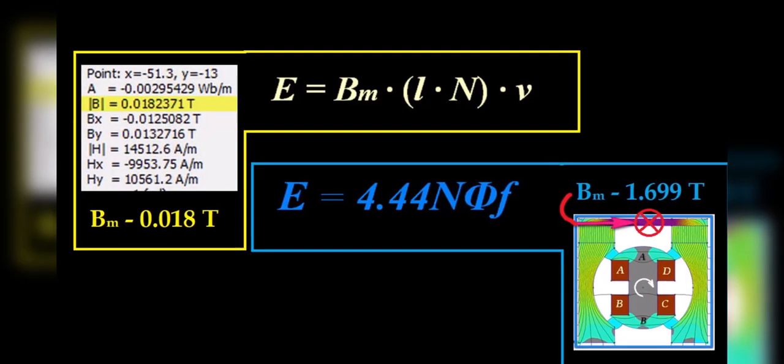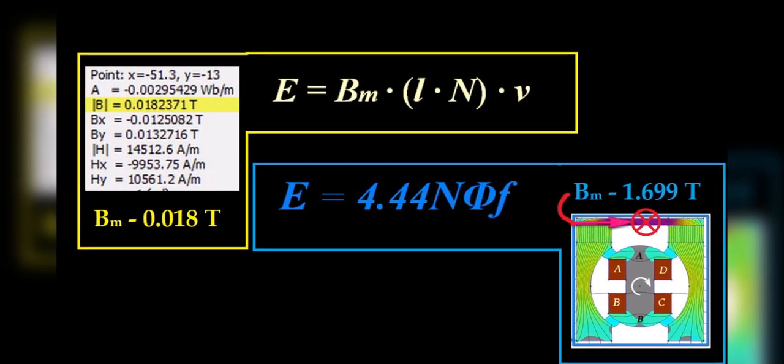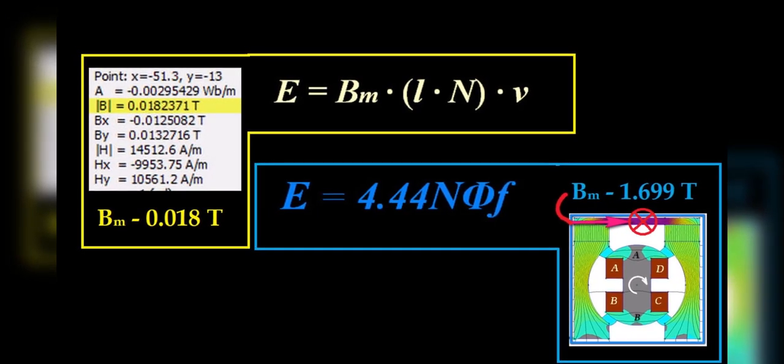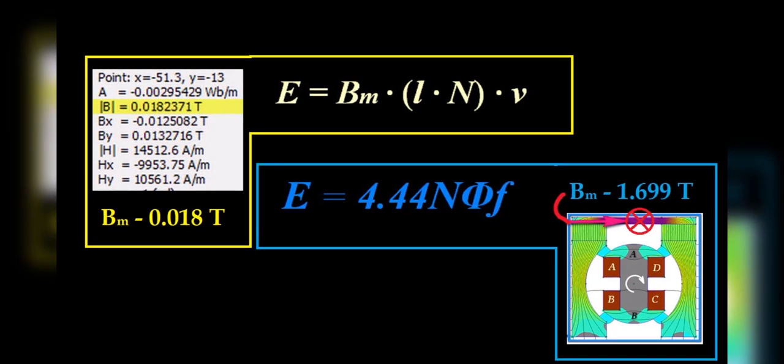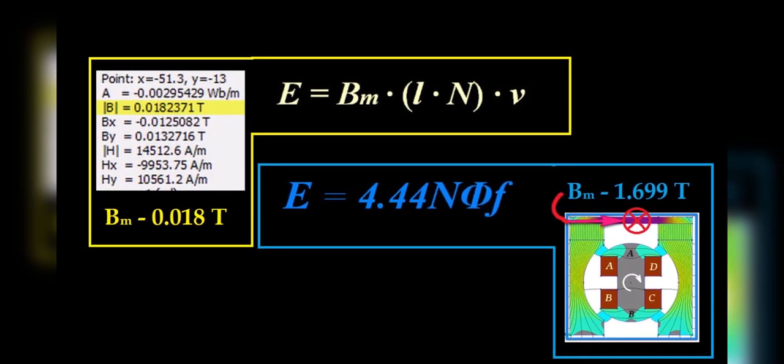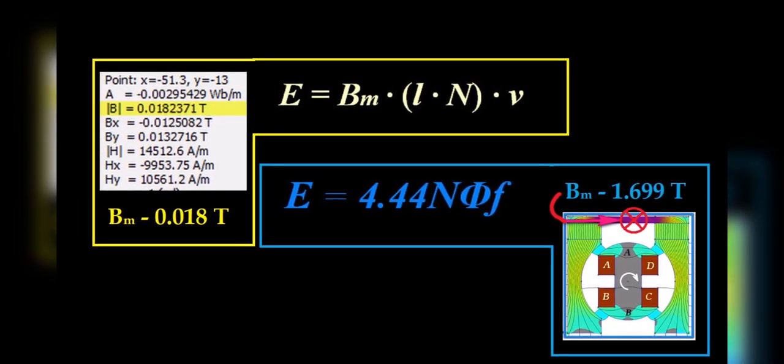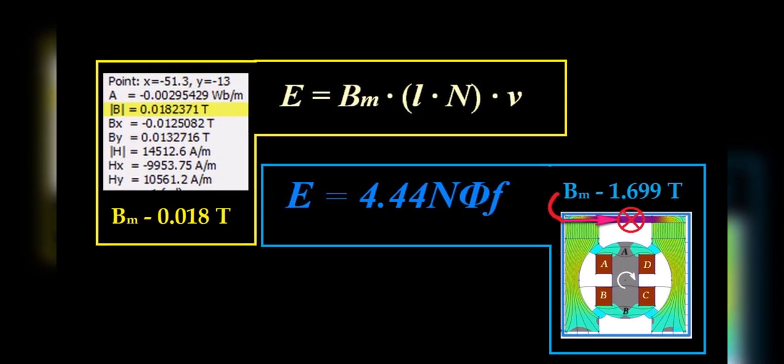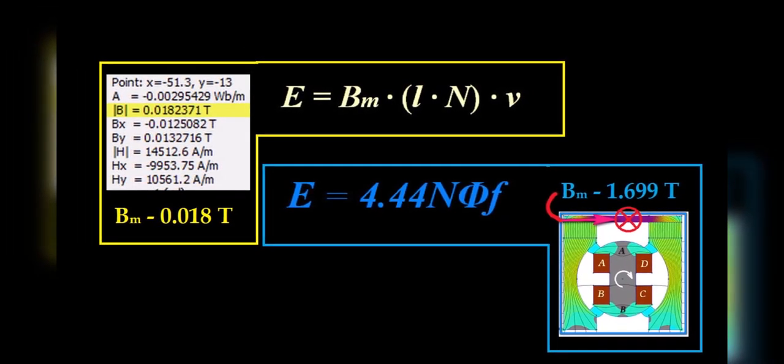Let's calculate the electromotive force using two formulas that are in physics textbooks. Using the formula for a conductor that moves in a magnetic field, we have obtained possible readings of magnetic induction in the conductor zone at the maximum EMF level.